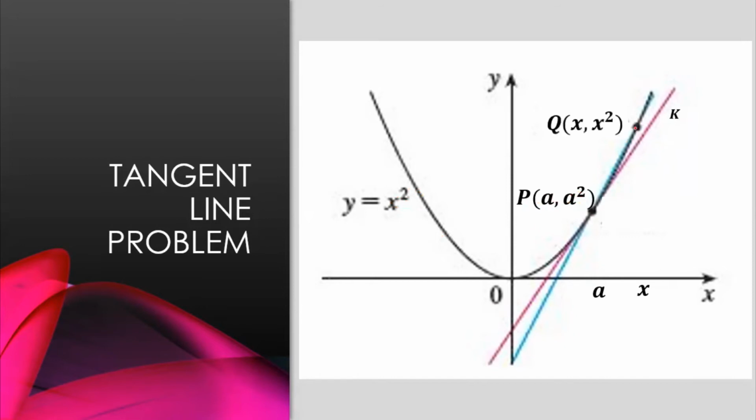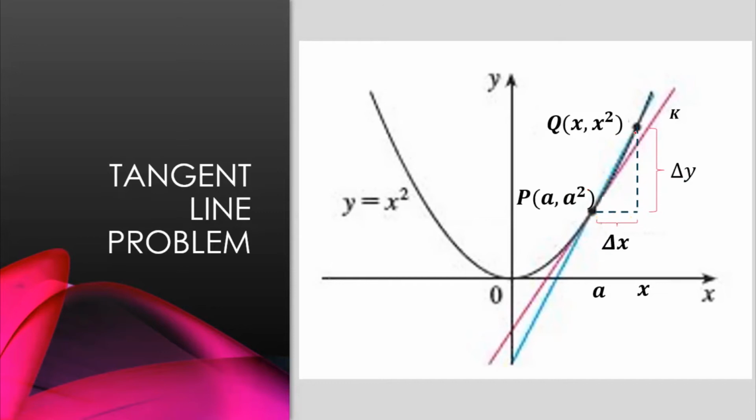How about this point? If our x is just x, then by substitution, the y value becomes x squared. So from the 2 points in the curve, we can form a right triangle. Then this distance here is delta y, which is the change of y. And this distance here is delta x, or the change of x.